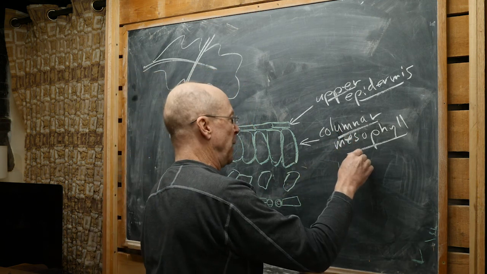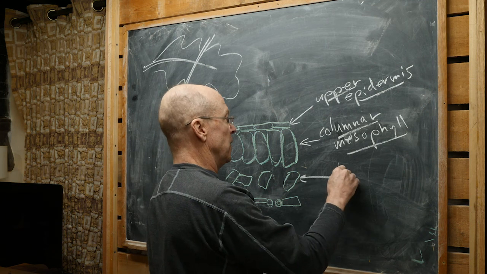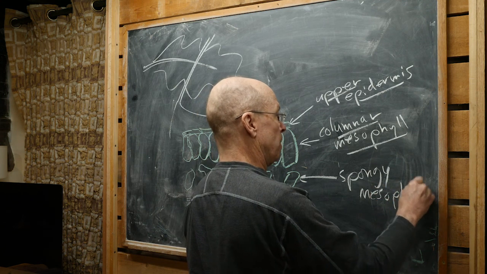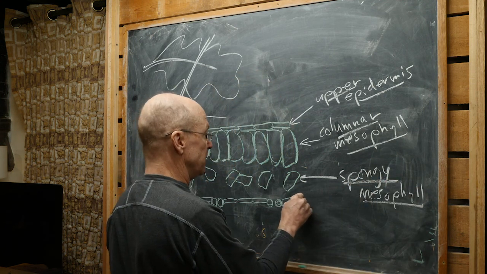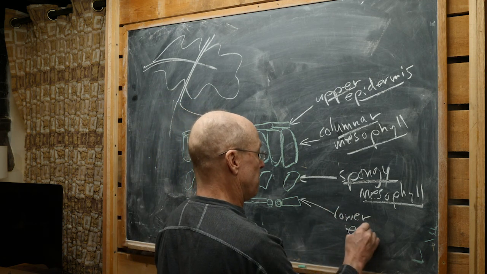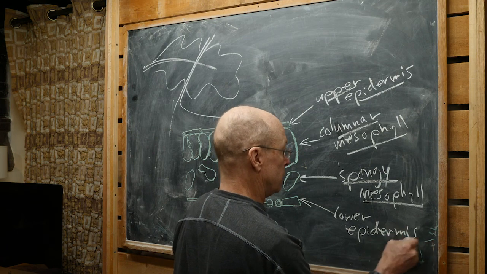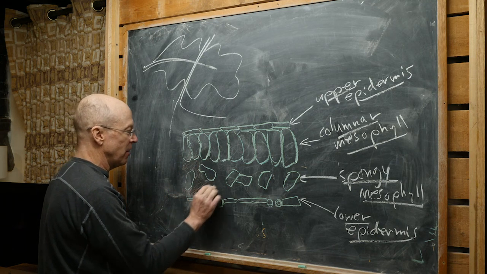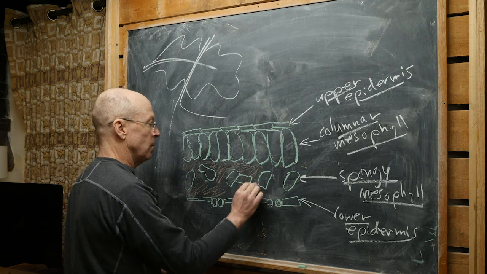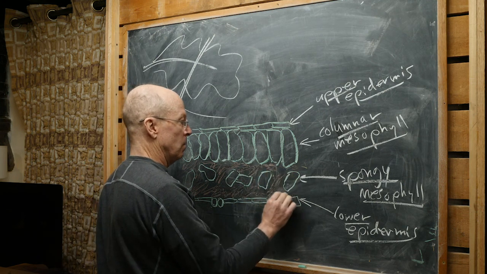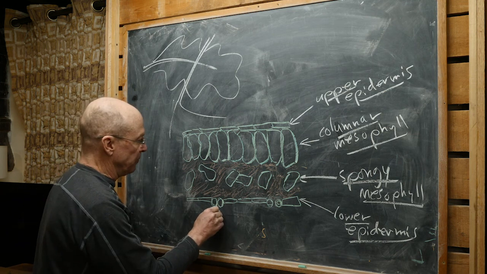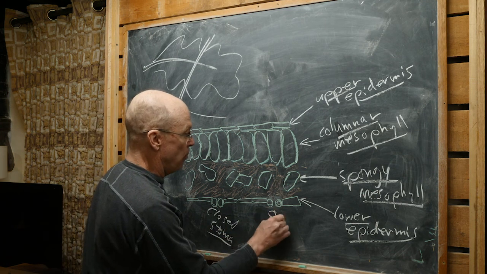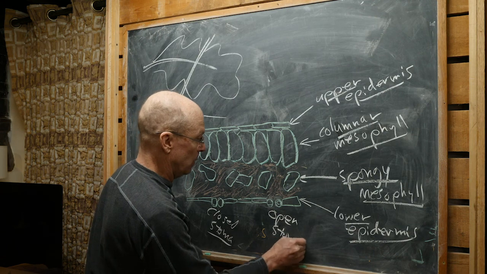Very photosynthetic. This is big time photosynthetic tissue. This is the spongy mesophyll. And then this is the lower epidermis. And the cool thing about that is that all of this area here, this is space. Obviously, this is a closed stoma, and this is an open stoma here.